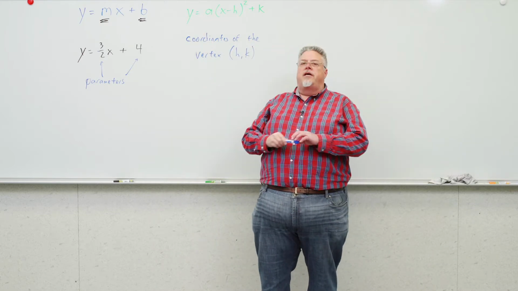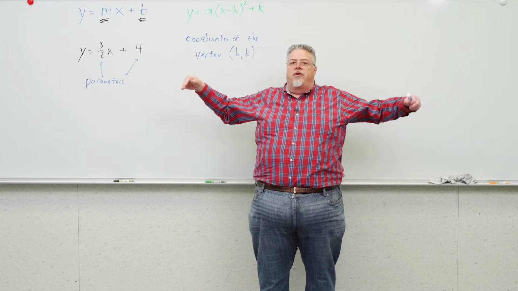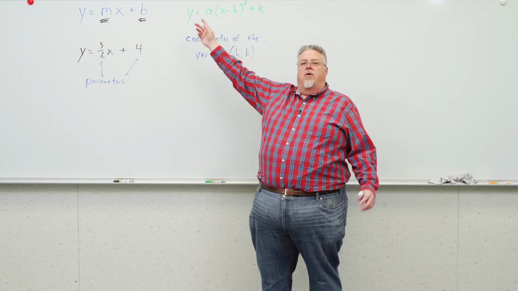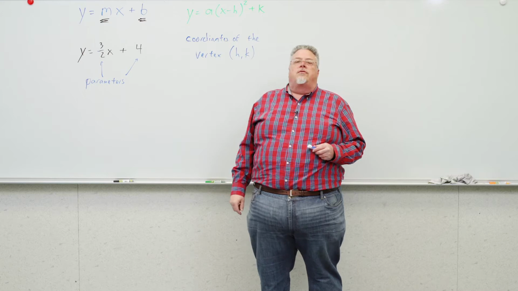And remember, A told you a couple things. If A was positive, your parabola opened upward. If A was negative, your parabola opened downwards. And then you learned the bigger A was, the tighter or skinnier your parabola. I should say the bigger the absolute value of A.